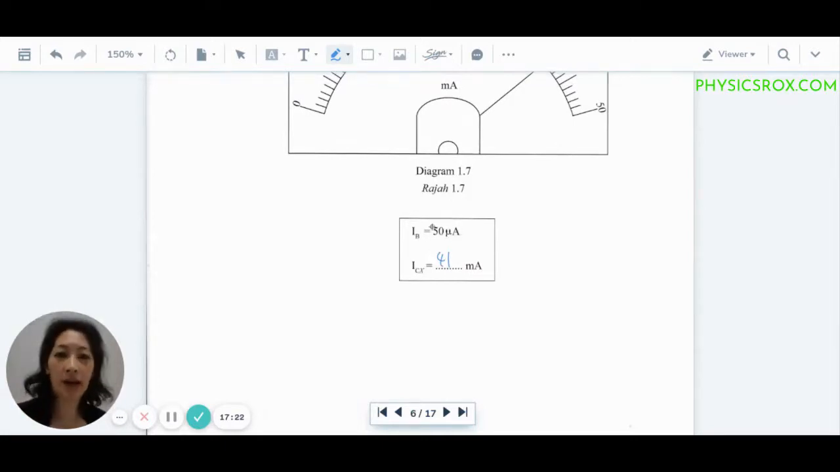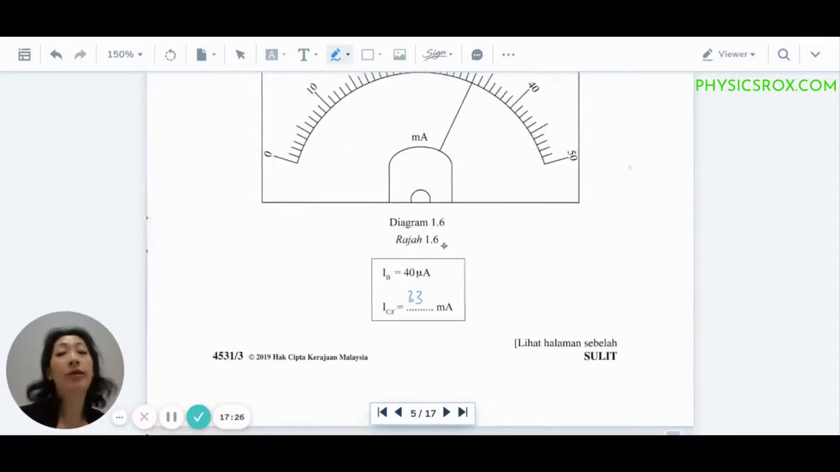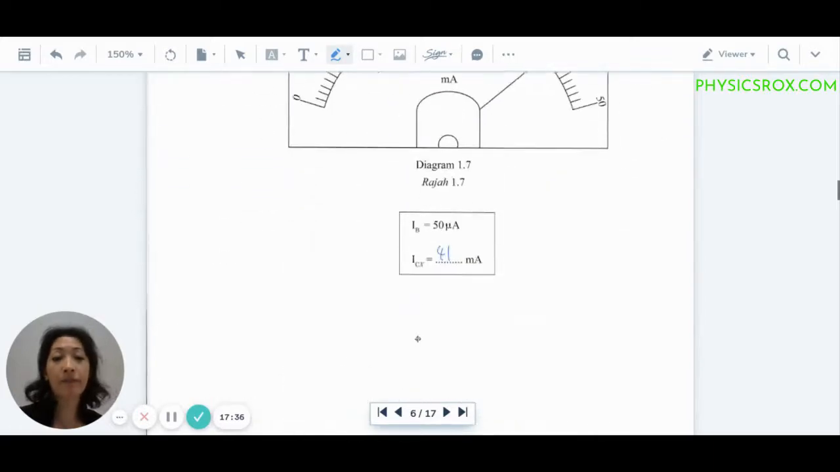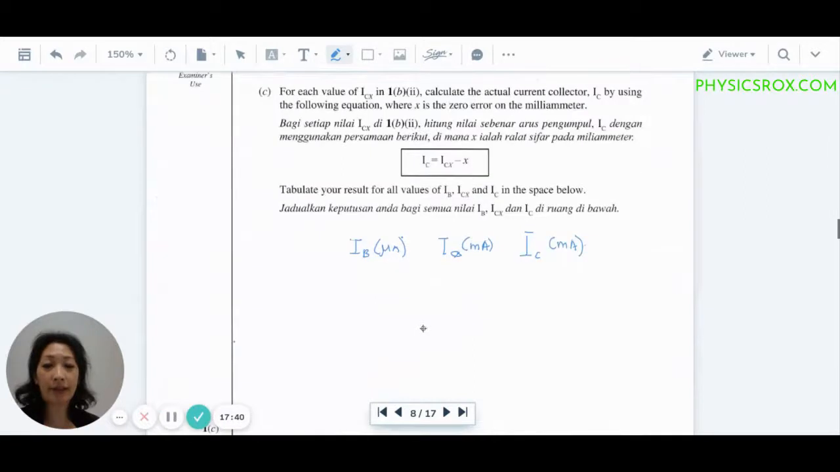Don't be so smart and think, okay, 50, let's put 50.0, let's put 40.0. Don't do that. If you modify that, you're going to lose marks as well. So follow the numbers as is. And that goes as well with your responding variable. And when you record the values here, don't write the units.